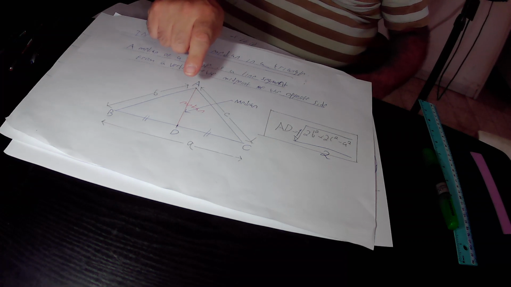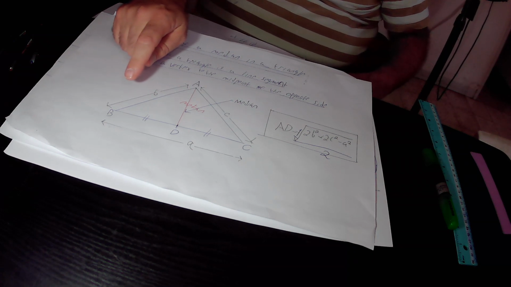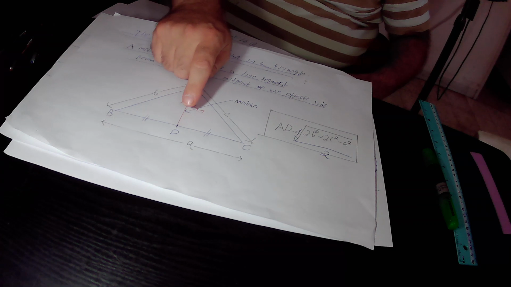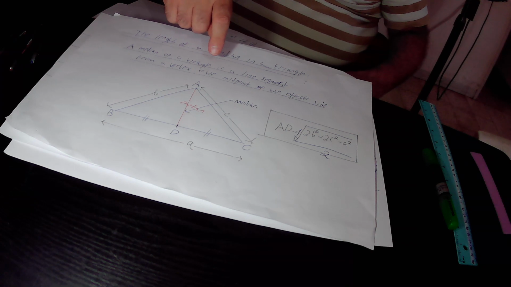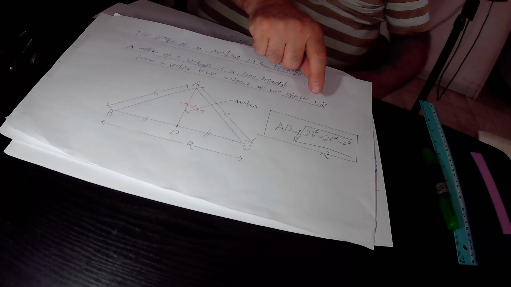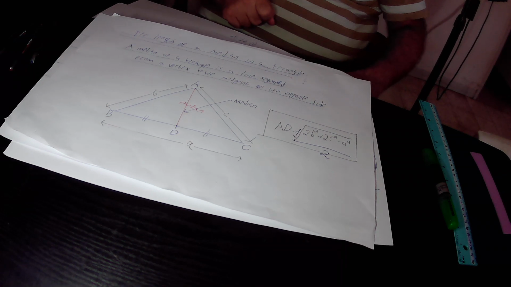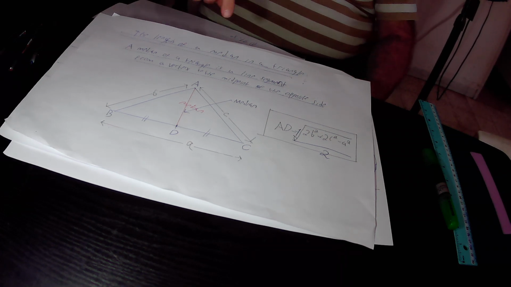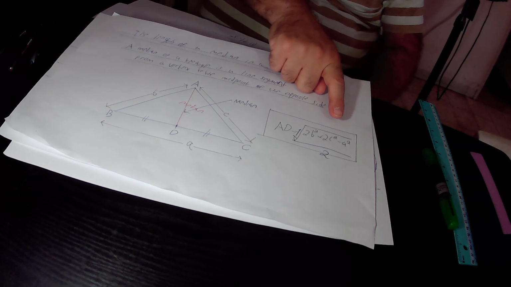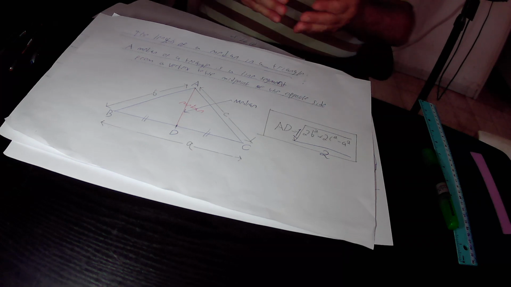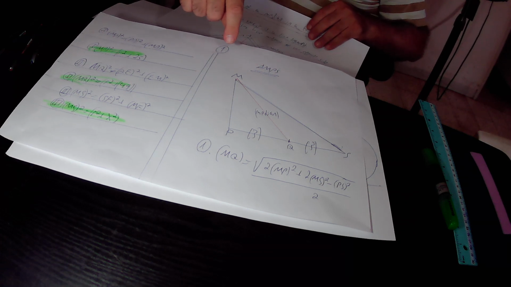The median AD bisects side BC into 2 halves. Each half equals BC over 2, and side BD equals side DC. What is the length of the median AD? The length of the median AD is equal to the square root of 2b squared plus 2c squared minus a squared, over 2. Again, we use this formula in order to find the length of this median MQ of this triangle MPS.